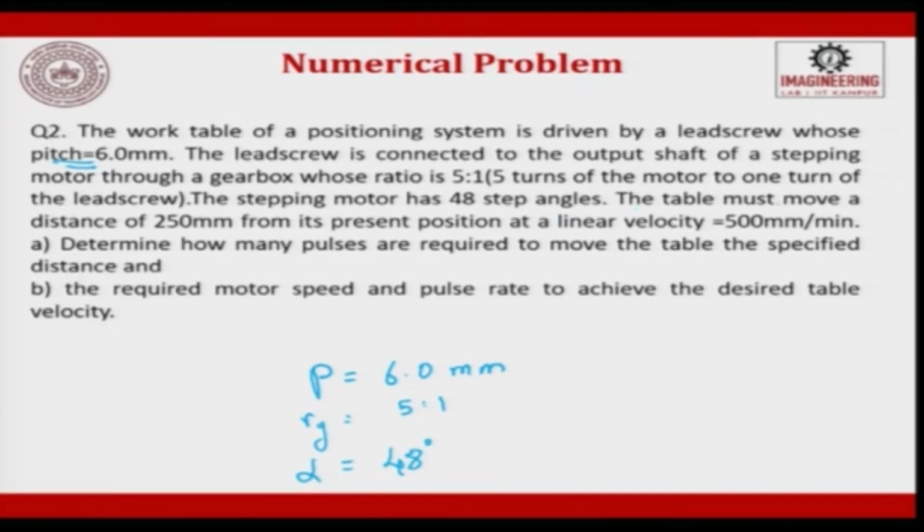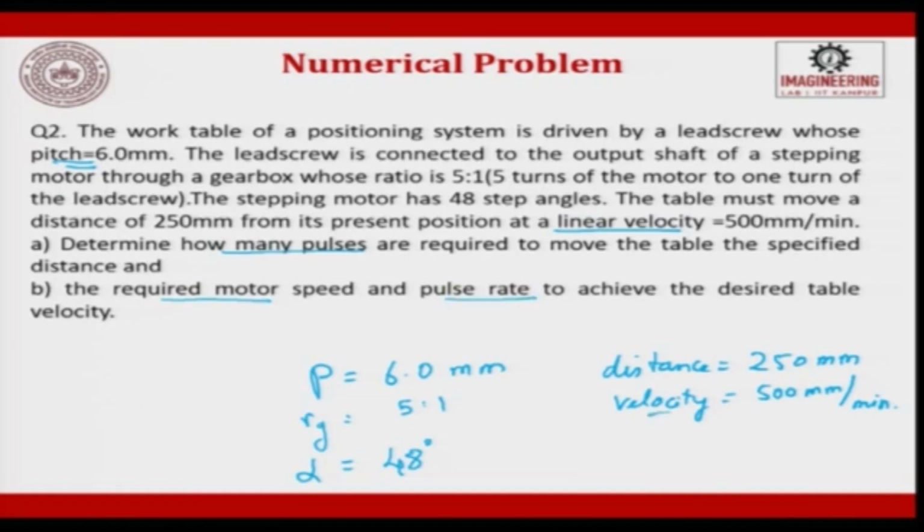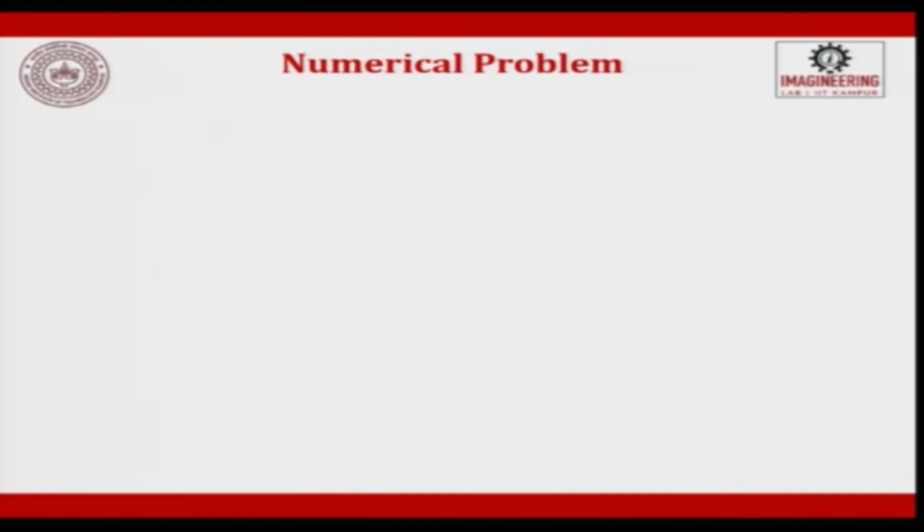The table must move a distance of 250 millimeter from its present position at a linear velocity of 500 millimeters per minute. Now, what are you supposed to do? You have to determine how many pulses are required to move the table, and the required motor speed and pulse rate to achieve the desired velocity. So, two problems have to be solved. Let us solve the problem.